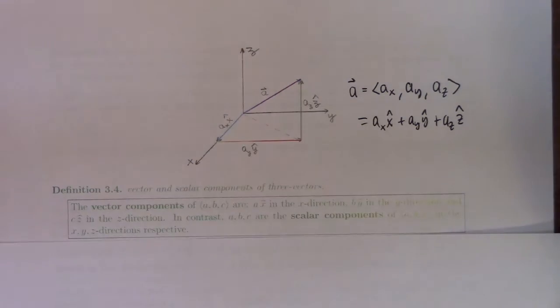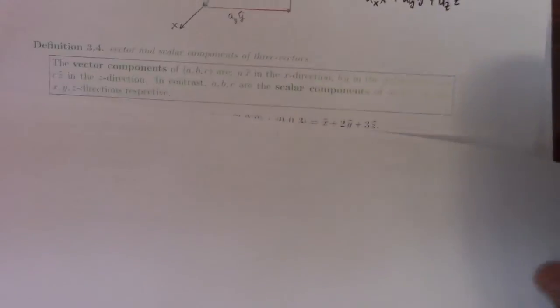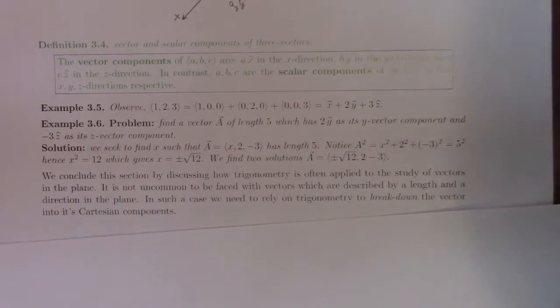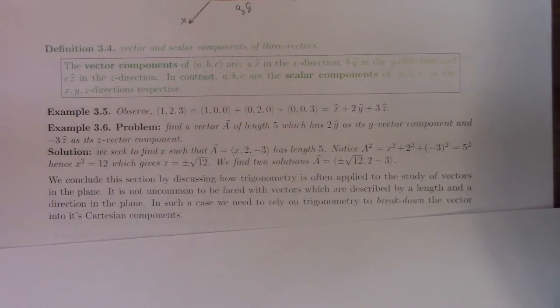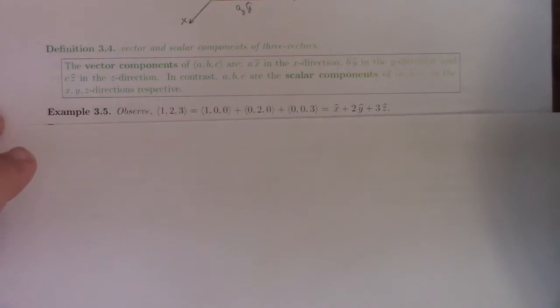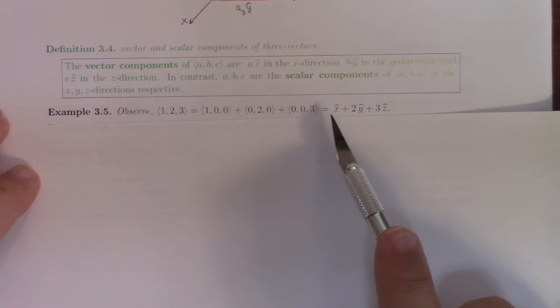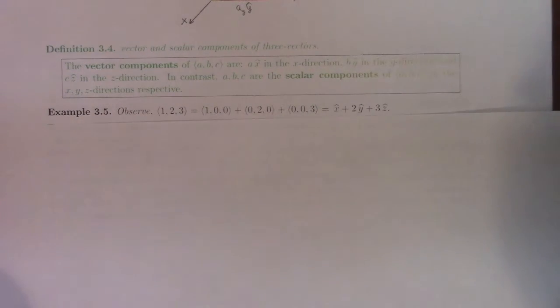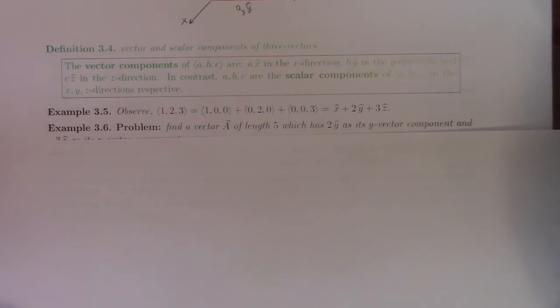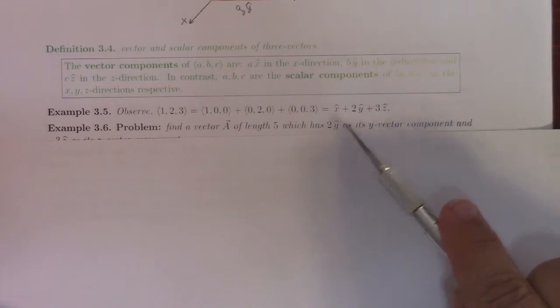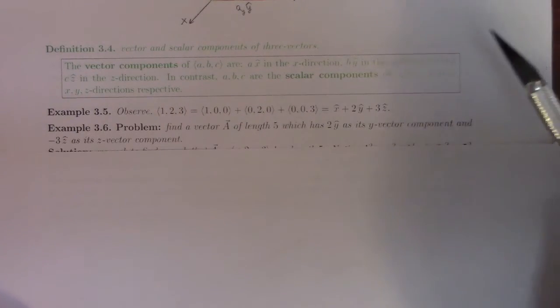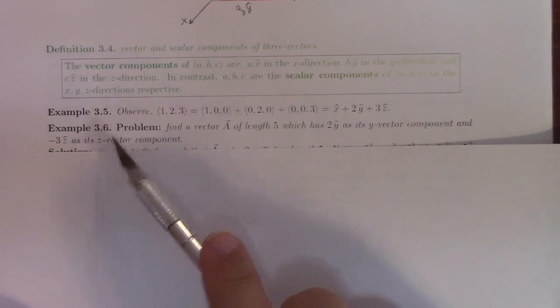All right. And once more here, I define the scalar and vector components, and got a couple easy examples here. (1, 2, 3) we can build from this, which is x hat plus 2y hat plus 3z hat. Great. Find a vector of length 5, which has 2y hat as its y vector component, and minus 3z hat as its z vector component.